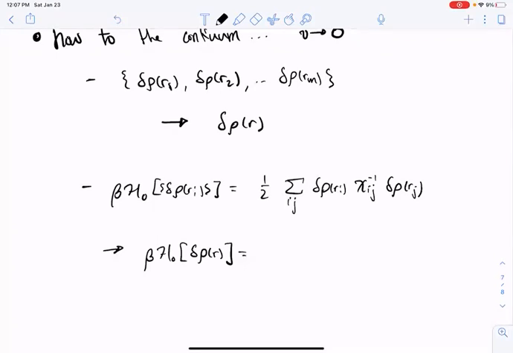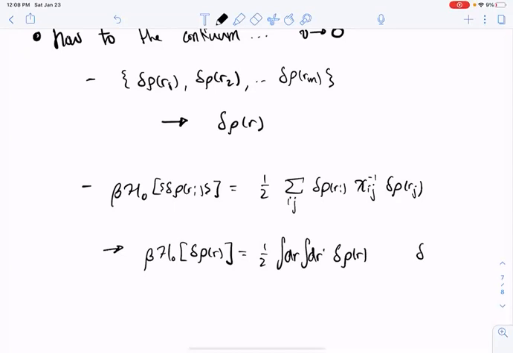And now I have two indices in the sum. So I have two field points, call them r and r prime, that I have to integrate over. And this correlator, that spring constant, now becomes a correlation function of the 2 points r and r prime.